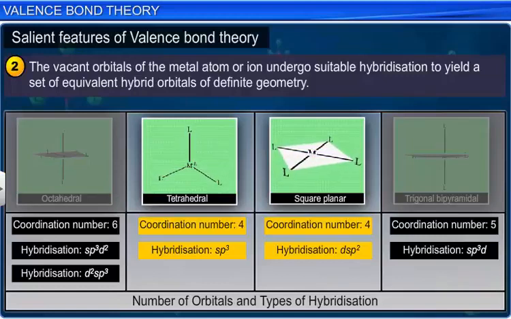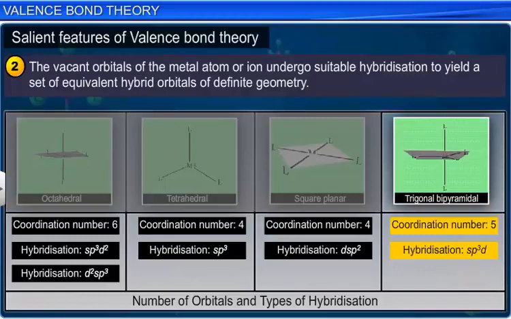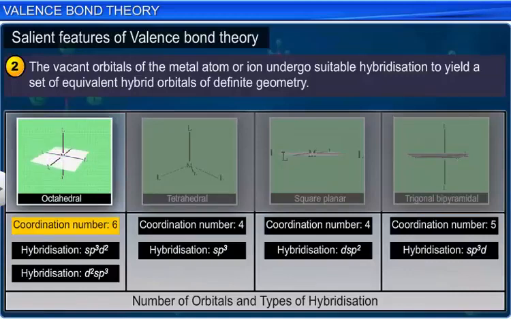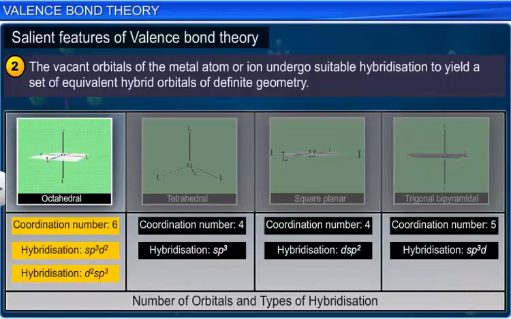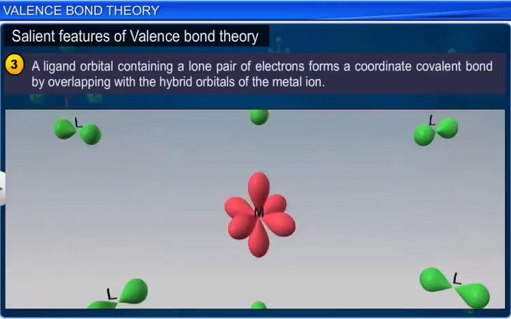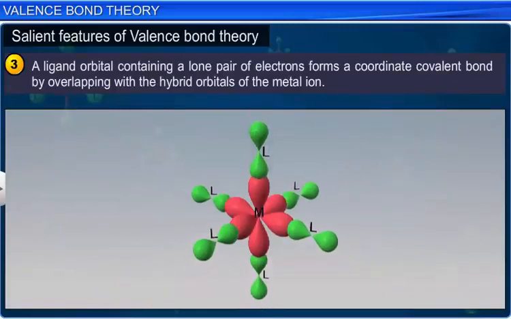When the coordination number is 5, the metal ion undergoes sp3d hybridization, and the complex has trigonal bipyramidal geometry. When the coordination number is 6, the metal ion may undergo either sp3d2 or d2sp3 hybridization. In either case, the complex has octahedral geometry. A ligand orbital containing a lone pair of electrons forms a coordinate covalent bond by overlapping with the hybrid orbitals of the metal ion.